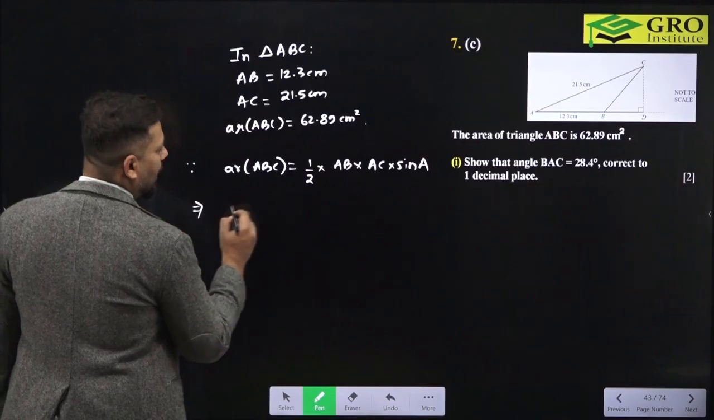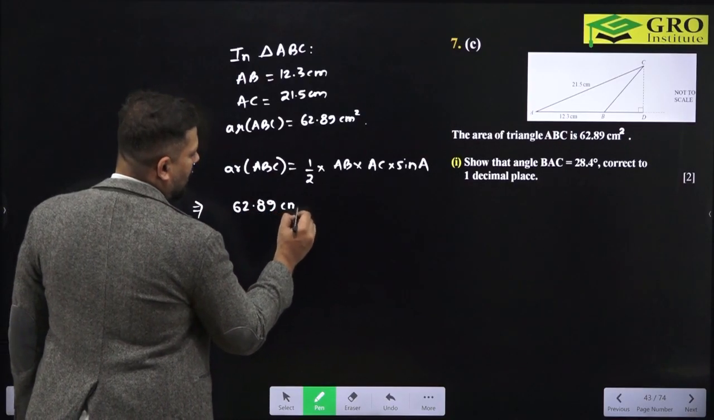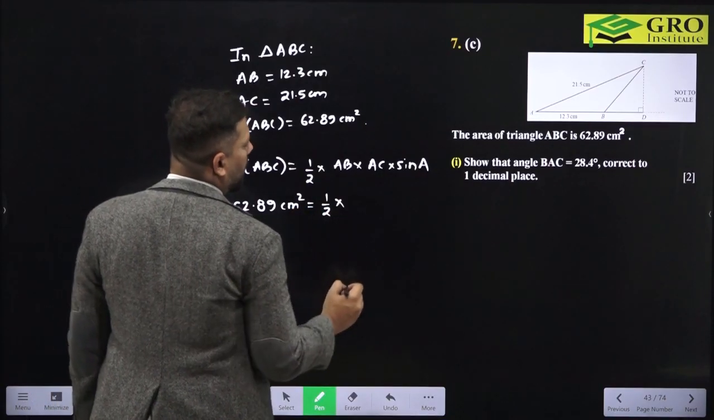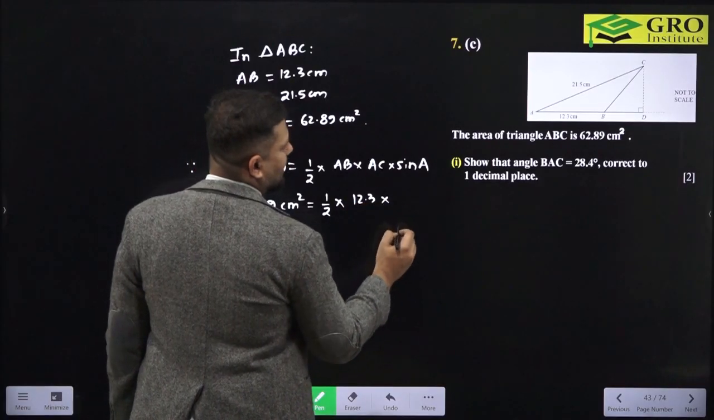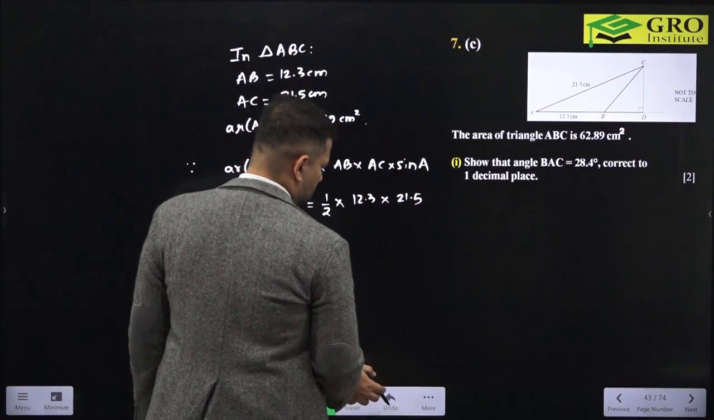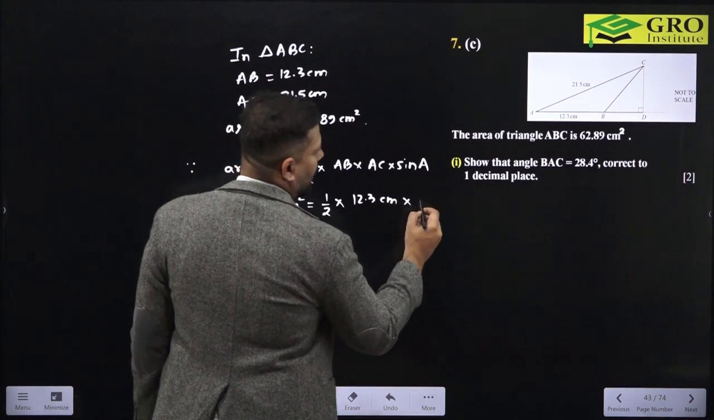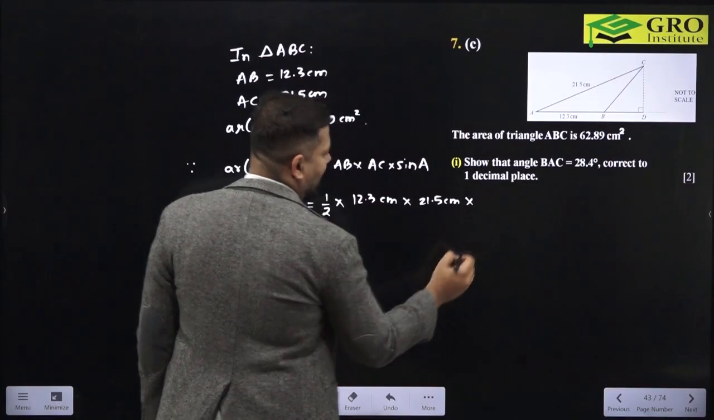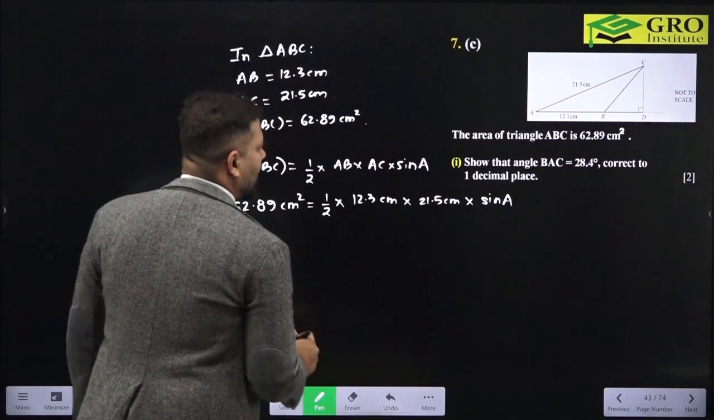So what is the area? Area is 62.89 centimeter square, which is equal to 1 by 2 multiplied with AB being 12.3 times AC, that is 21.5. That all is in centimeter. So let us first of all mention it: 12.3 times 21.5 centimeter times sine A, and we will find out this angle A only.